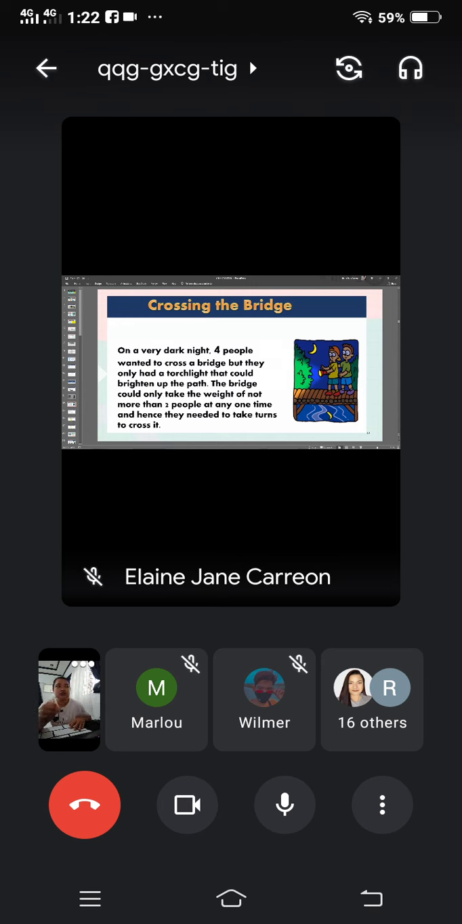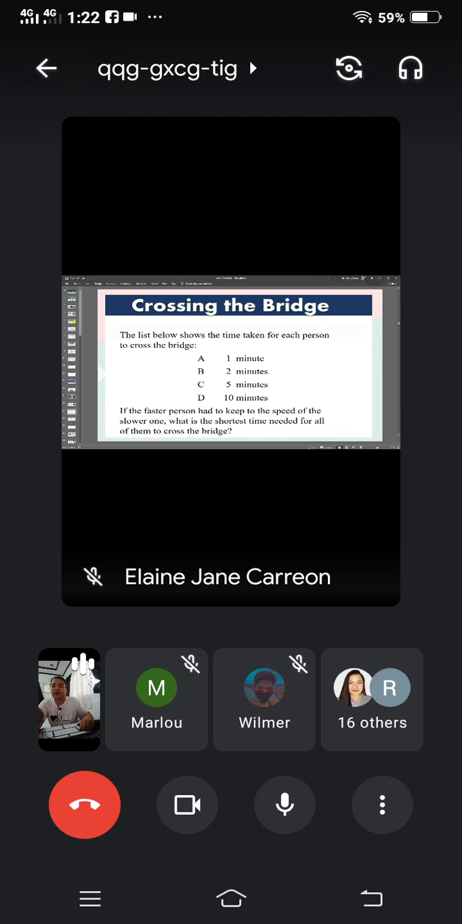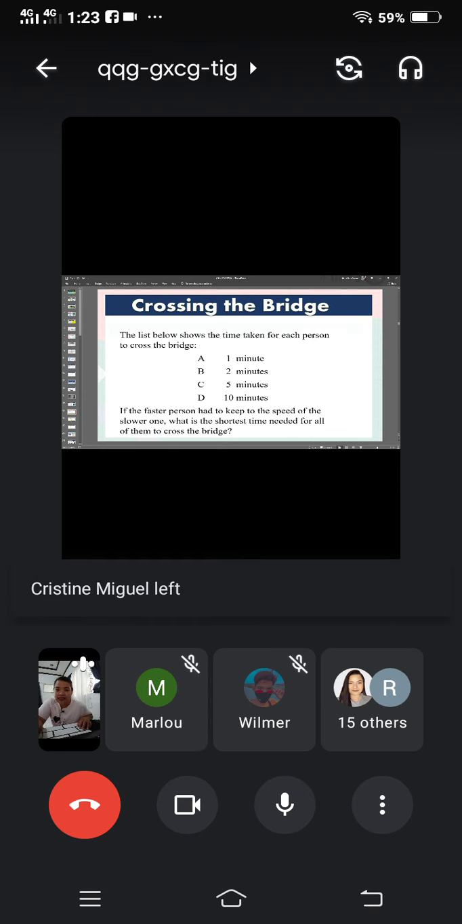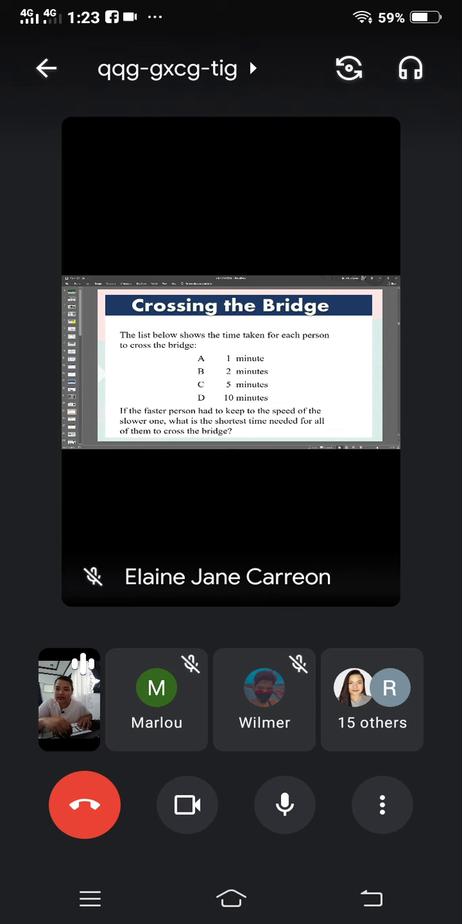So only two people can cross at a time. How many people are there? Four. That means one of them needs to come back. That is the scenario, the conditions. The list below shows the time taken for each person to cross the bridge. Person A has a speed of 1 minute, meaning he can cross the bridge in just 1 minute. Person B has a speed of 2 minutes. He can cross the bridge in 2 minutes. And person C, 5 minutes. Person D is the slowest, 10 minutes.